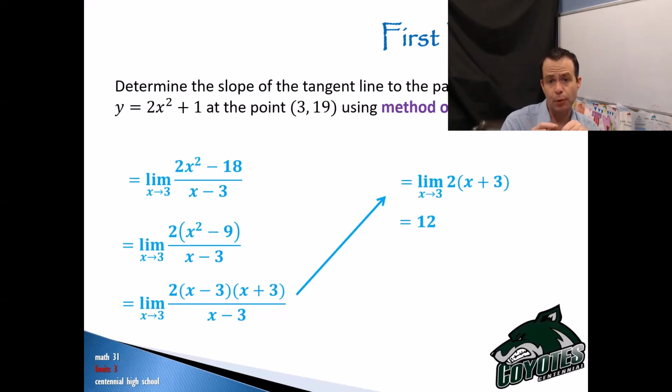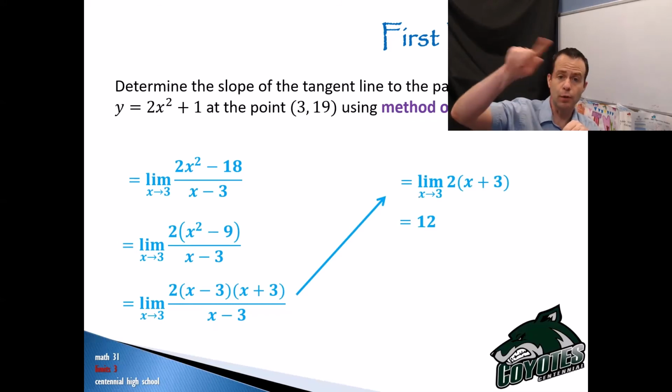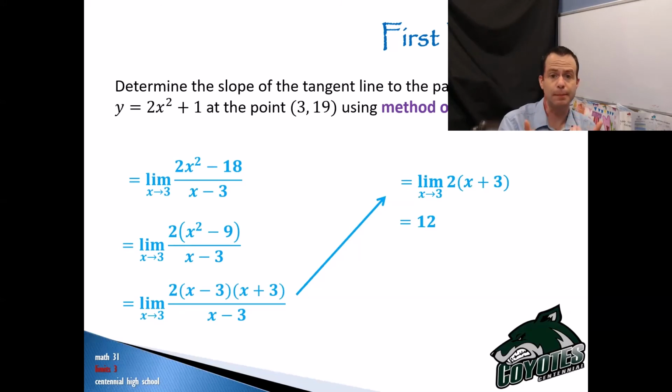So from that point, I could go up 12 over 1 and I'd be back on the tangent line. I could go down 12, back 1, and I'd be back on the tangent line. That is the slope of that tangent line.